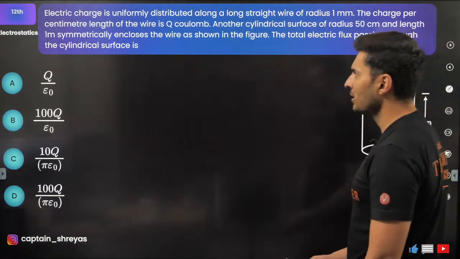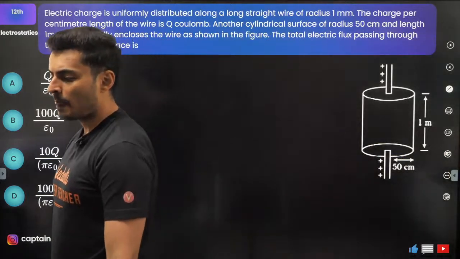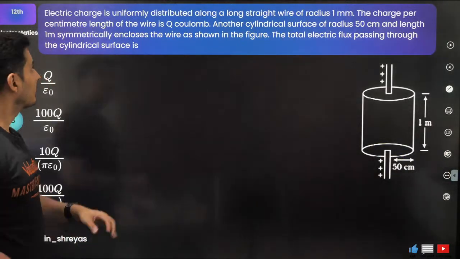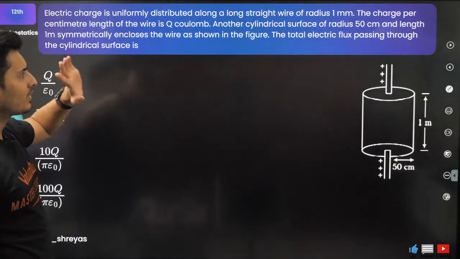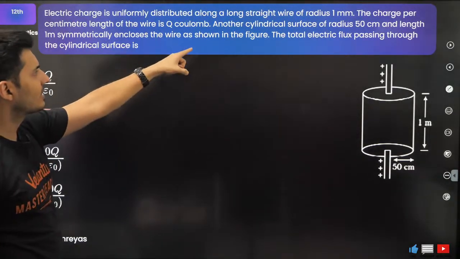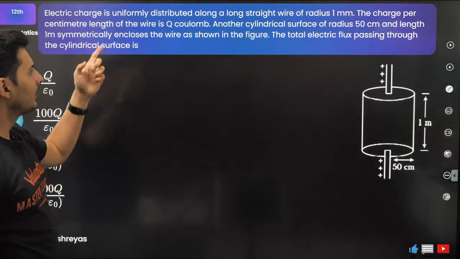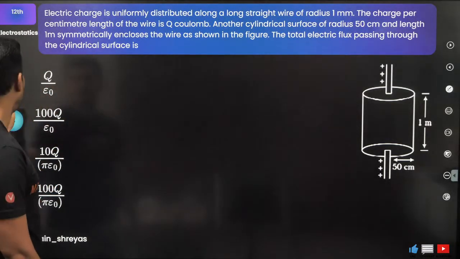So how about this question? Electric charge is uniformly distributed on this linear charge of wire of radius 1 millimeter. Charge per unit length is given. Another surface is drawn. The question is how much flux will pass through it?